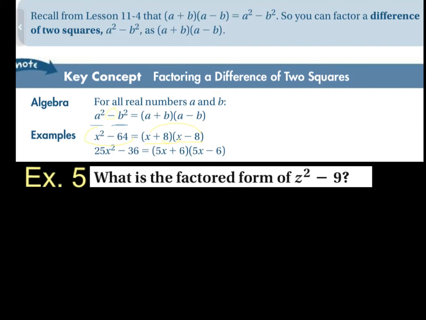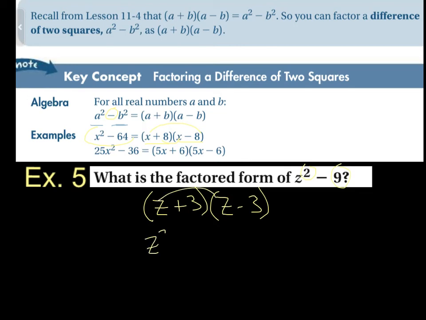perfect squares? So if we look at z squared minus 9, well, z squared is obviously a perfect square, and 9 is a perfect square. So it's going to factor to z plus 3 and z minus 3, the sum and the difference of their square roots. And again, you can always check by multiplying it back together.